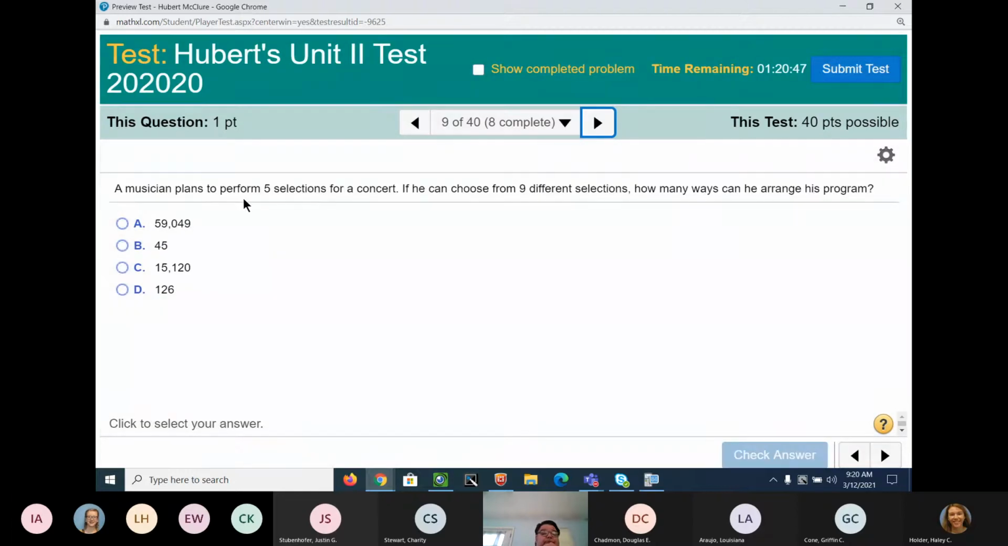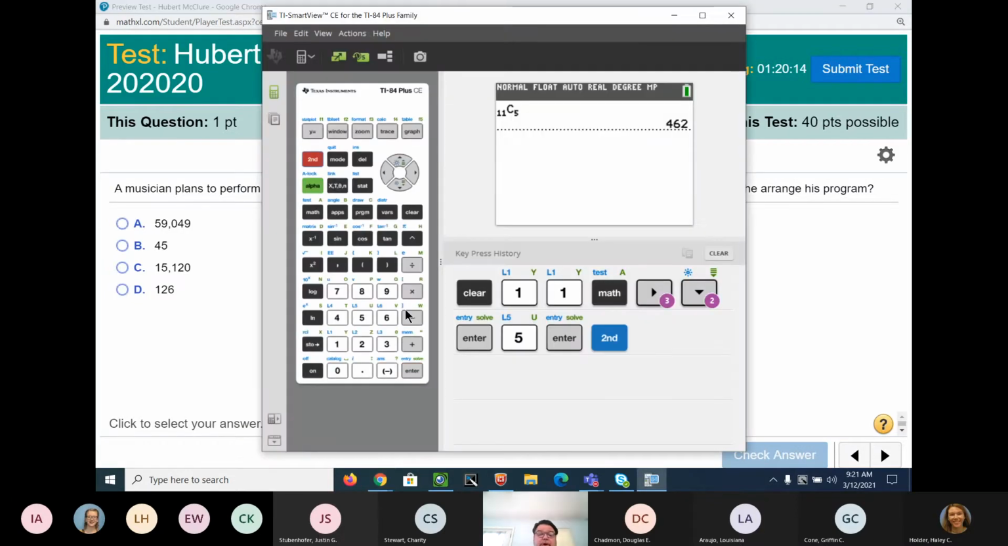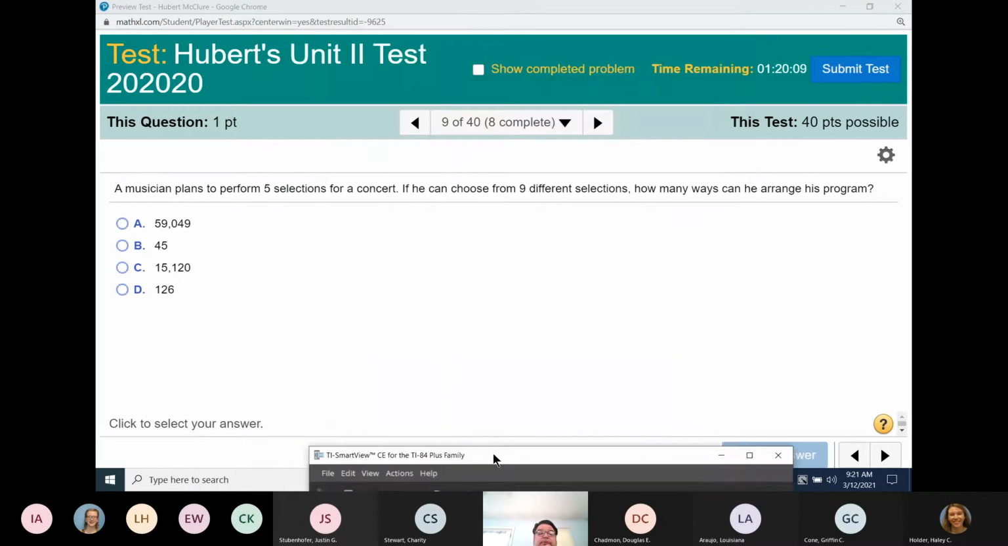A musician plans to perform 5 selections for a concert. He can choose from 9 different selections. How many ways can he arrange? So that'd be 9. I don't see anything with order, do y'all? Sounds like to me combination. 9 combination 5. Show you a trick I learned in the war. Second, enter, and I just type in 9 combination 5.